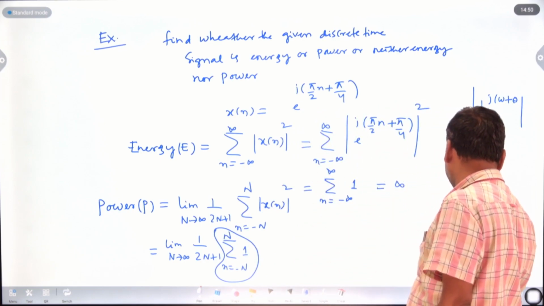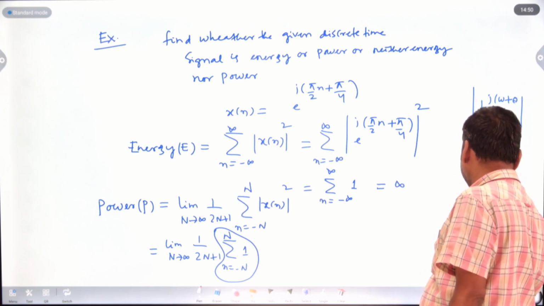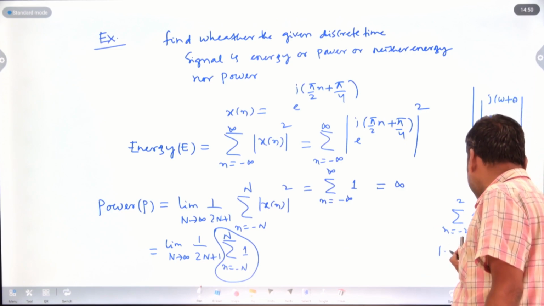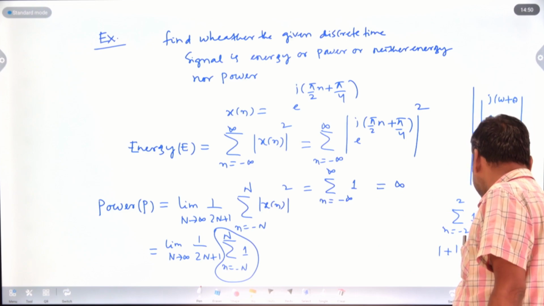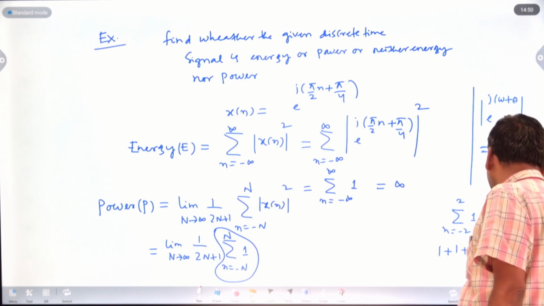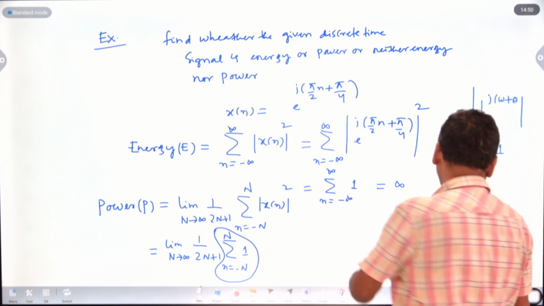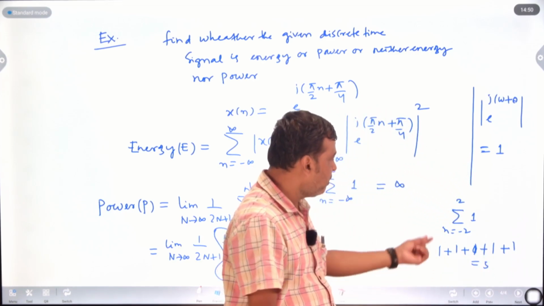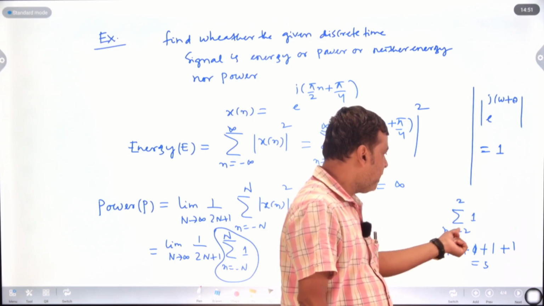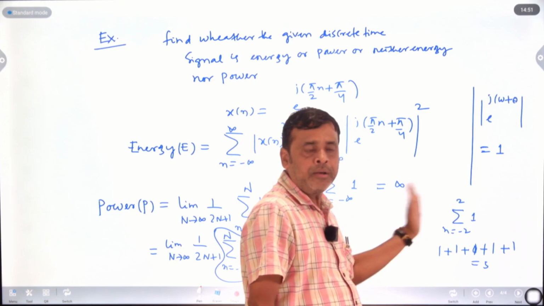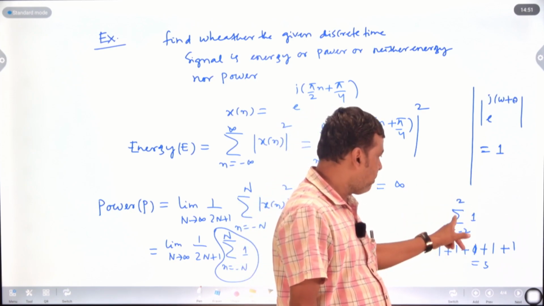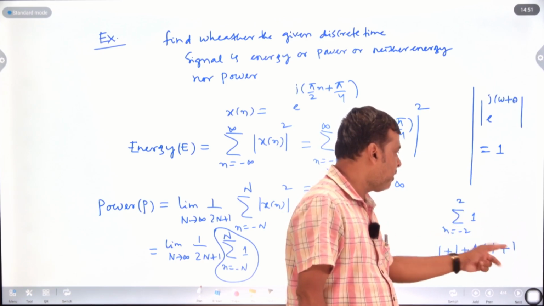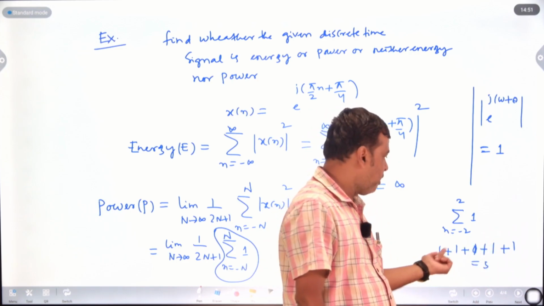For example, if n goes from minus 2 to 2: at n equal to minus 2, that is 1; plus n equal to minus 1, that is 1; then n equal to 0, the value is 1; n equal to 1, the value is 1; n equal to 2, the value is 1. So the total is 1, 2, 3, 4, 5. If n goes from minus 2 to 2 and we add this interval of ones, the value will be 5. That means we have added five ones here.